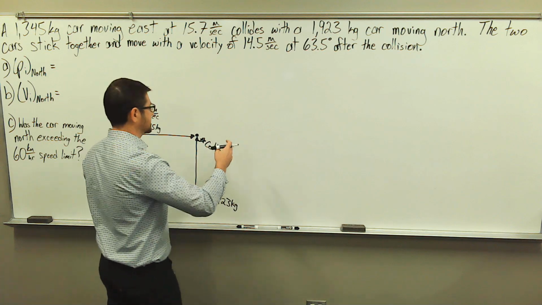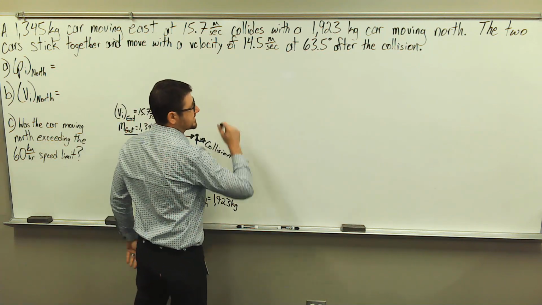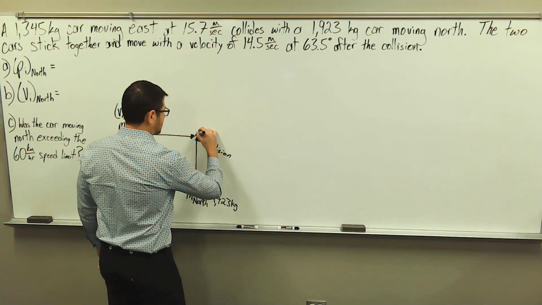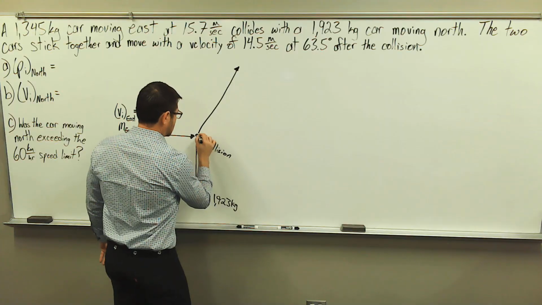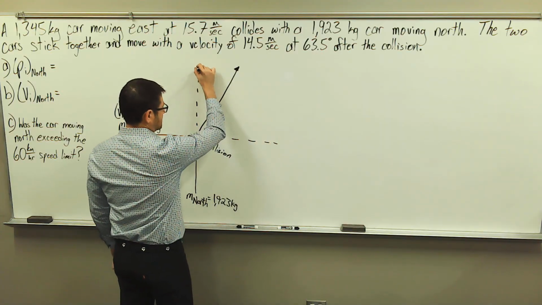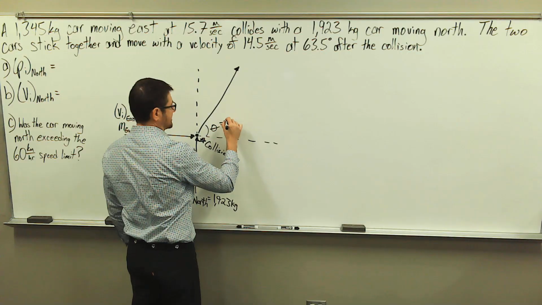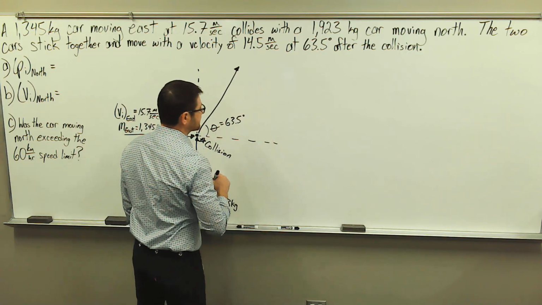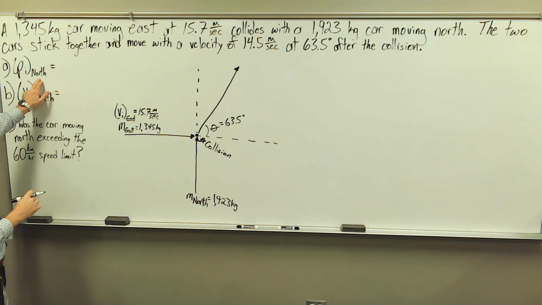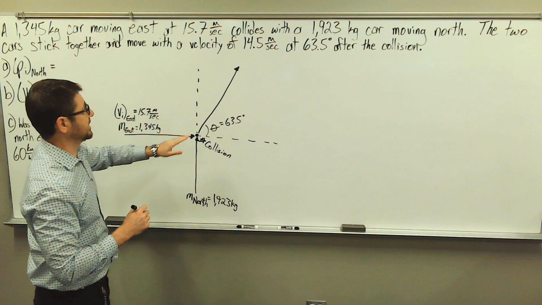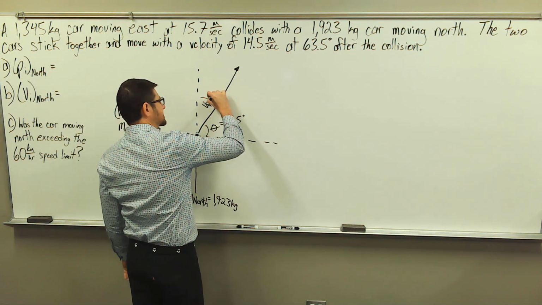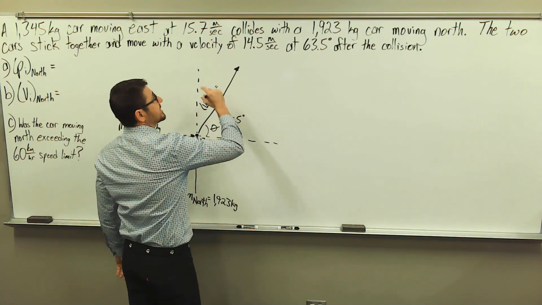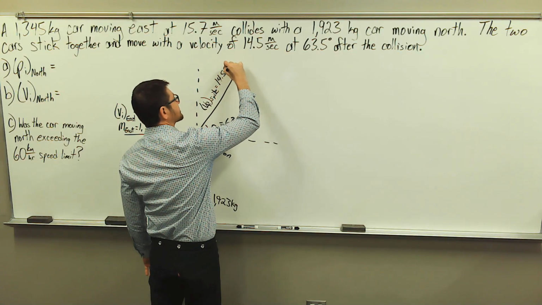Now the problem tells us that the cars stick together and slide at 63.5 degrees. Okay. So my angle theta, 63.5 degrees. Okay. And we first have to calculate the initial momentum for the object moving north. Okay, so I need to add a piece of information here. So the final velocity of the system is equal to 14.5 meters per second.